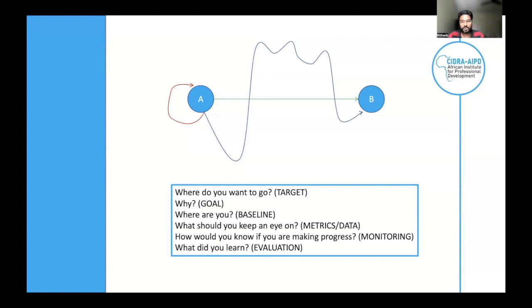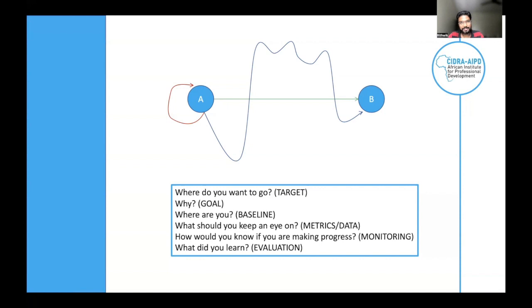And so where you want to go to is your target. Why you want to go there is your goal. Where you are at, that's your baseline. What should you keep an eye on? Those are your metrics and data. Those are the things that you're looking at, right? So when you're taking a car, maybe you're looking at Google Maps, maybe you're looking at a physical map, maybe you're looking at the dashboard, the speed, the time that you have been traveling. All of these things contribute to the sense of where you are and how you're making progress towards your goal.